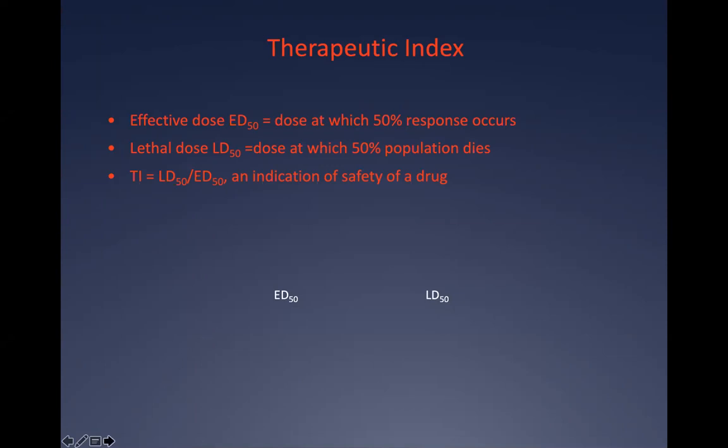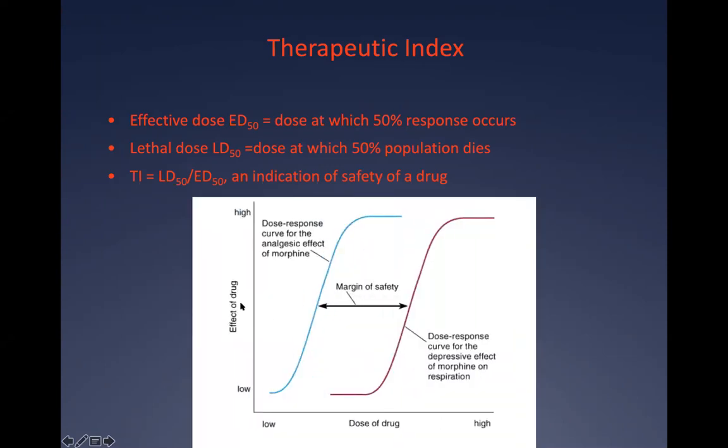So whatever the effect of the drug is, let's say it was blood pressure, this axis is the effect, from a slight change in blood pressure to a big change, and the dose of the drug goes from high to low. We would determine the therapeutic effect, which would be this blue curve, based upon the ED50. In this case, they used the dose response curve for the depressive effect of morphine. Instead of killing the animals, they looked at the dose at which you get depressed respiration.